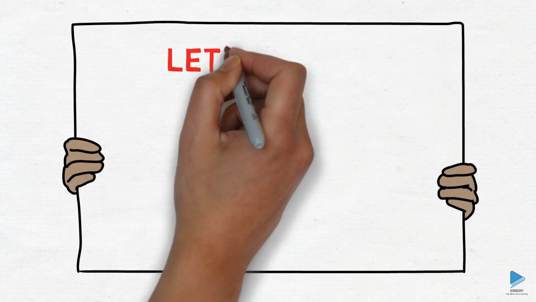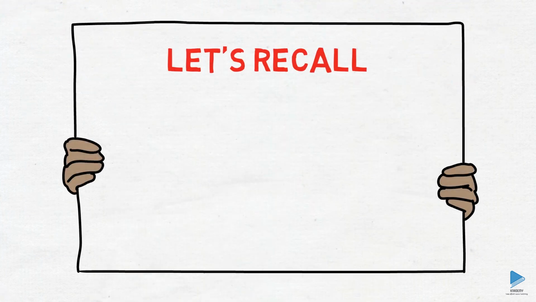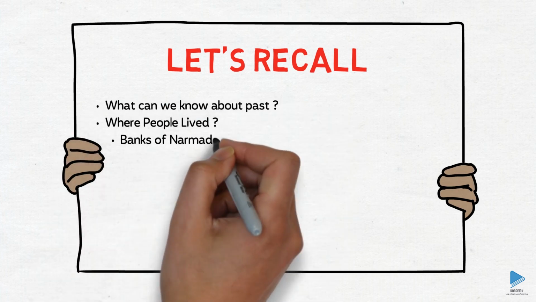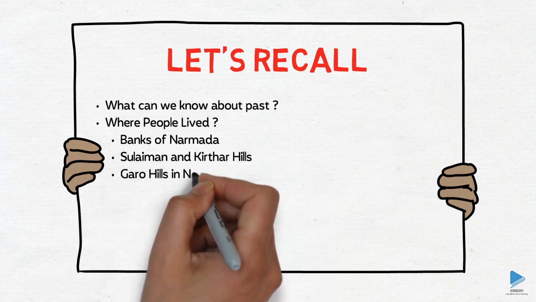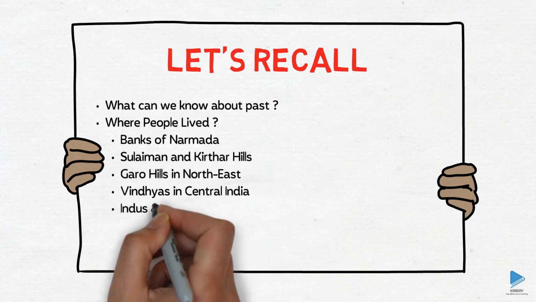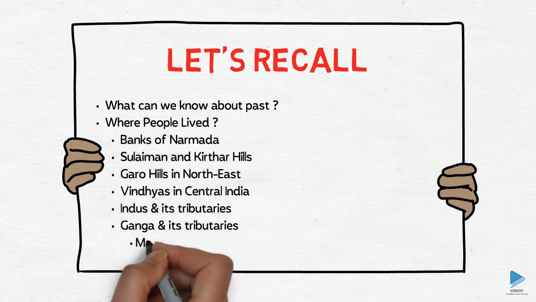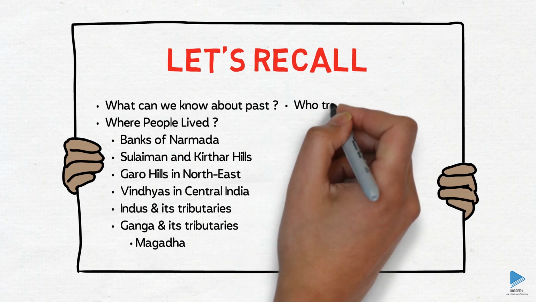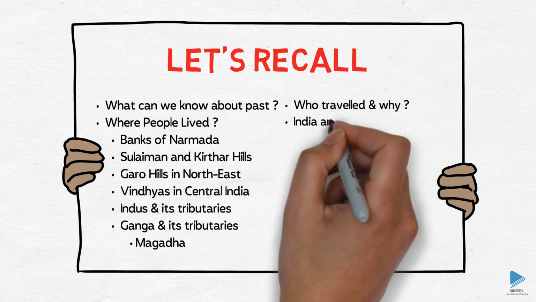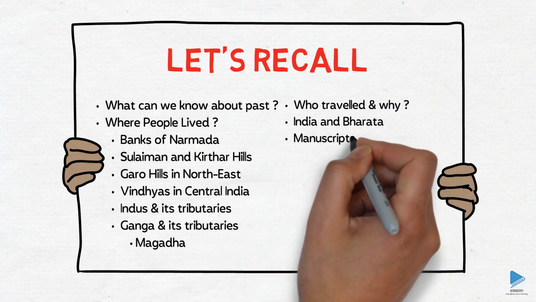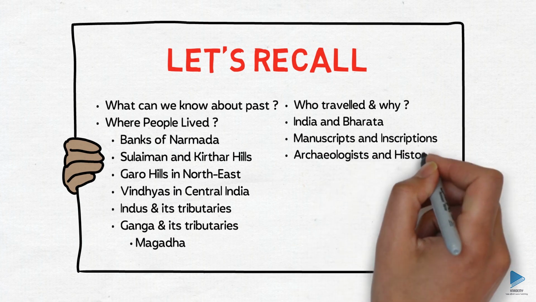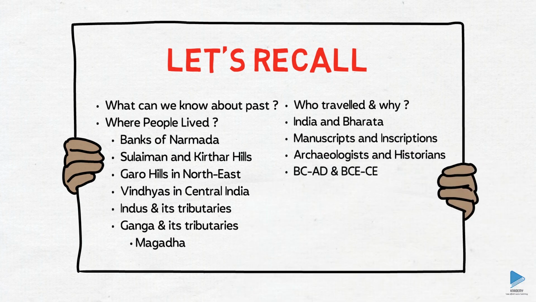Let's revise what we have learned in this chapter. We studied things that we can know about the past, places where people lived like on the banks of Narmada, Suleiman and Kirthar Hills, Garo Hills and Vindhyas. Also, we have seen people lived on the banks of Indus and Ganga and their tributaries. We saw the people who traveled and why they traveled, words which we often use for our country, that is India and Bharat, about manuscripts, inscriptions, archaeologists and historians. At last we saw what dates mean and what BC, AD, and BCE stand for.